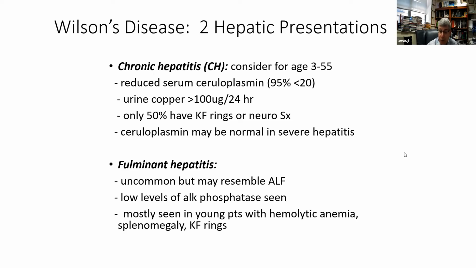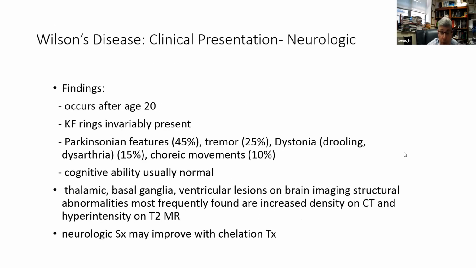They also may present as fulminant hepatitis, and this is the boards question with the lowest level of alkaline phosphatase you'll ever see. It can be 10. It's mostly young people with an associated hemolytic anemia and other features. They'll often have Kaiser-Fleischer rings. The neurologic features are listed here, that they may have a tremor, dystonia, dysarthria, and much of that improves when they're treated.